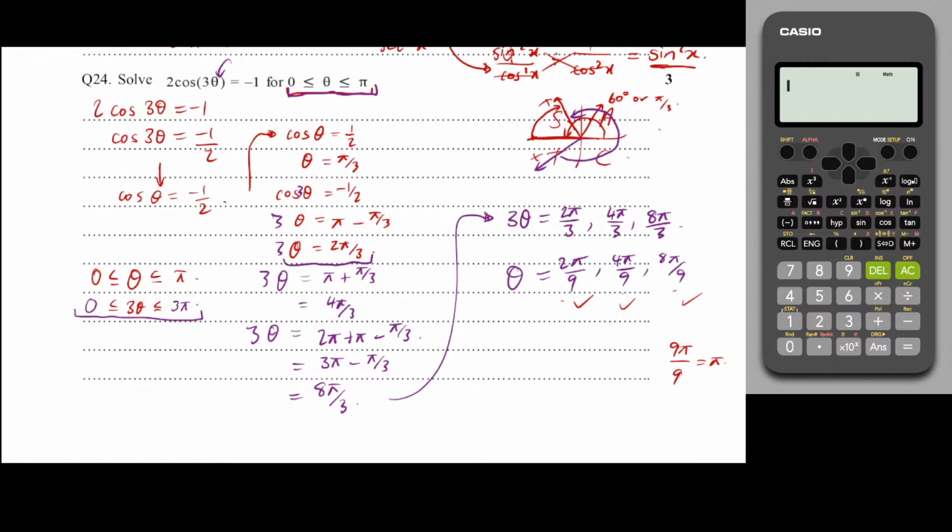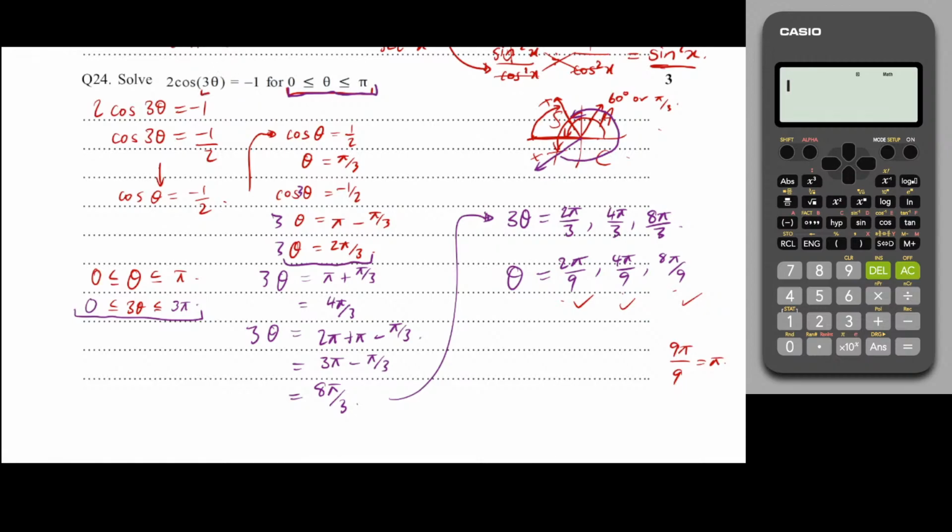Now, if we added a 4th solution, so we could try the 4th solution. So if we added on 4 pi on 3 to 2 pi, which is 6 pi on 3, we would have 10 pi on 3, which turns into 10 pi on 9, which is bigger than 9 pi on 9, so that one doesn't work.